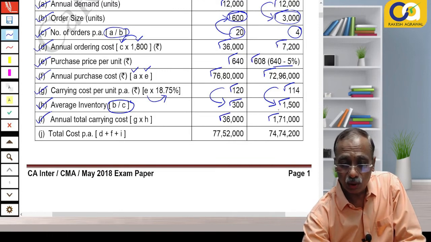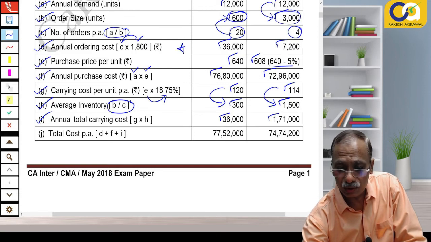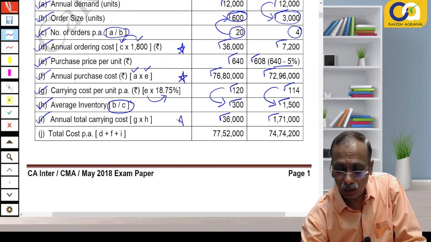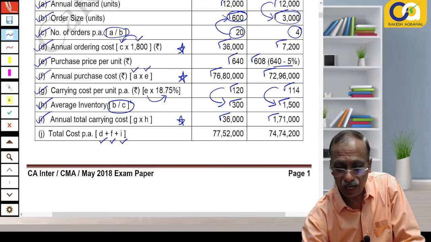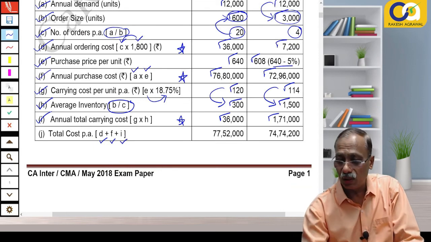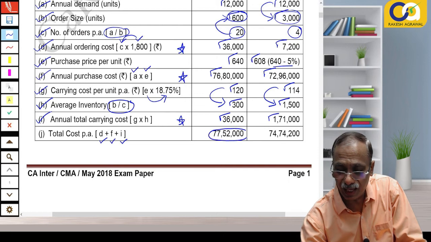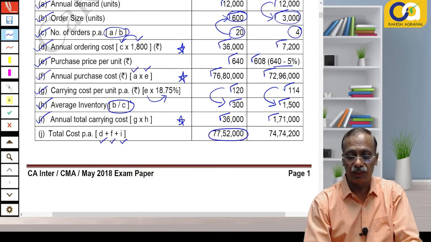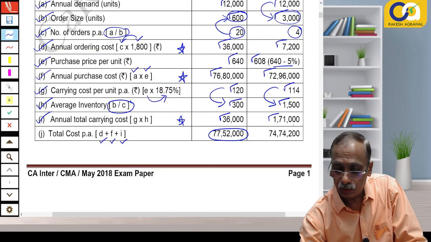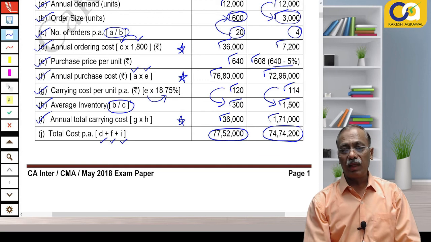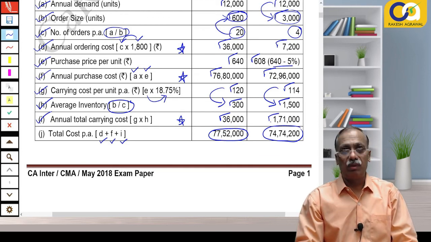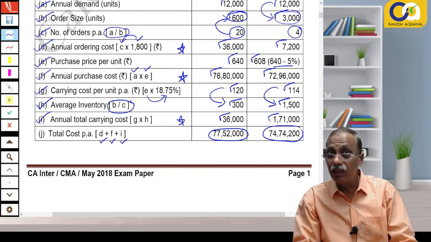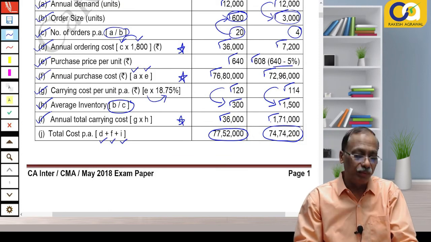Now you have to take the total of three costs. One is this ordering cost, one is this purchase cost, and one is this carrying cost. So you have to take the total of D plus F plus I. So we'll get the total annual cost. Total annual cost comes to 77,52,000, the total of these three, which I have marked with a star. And here it comes to 74,74,200. Now you will notice that total cost is lower after discount. It means we should accept the discount offer.